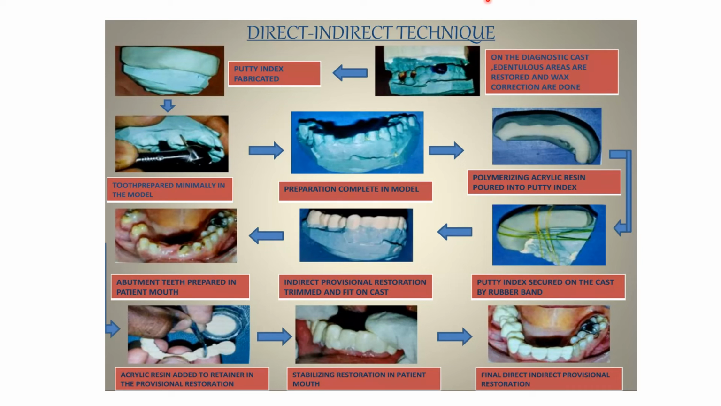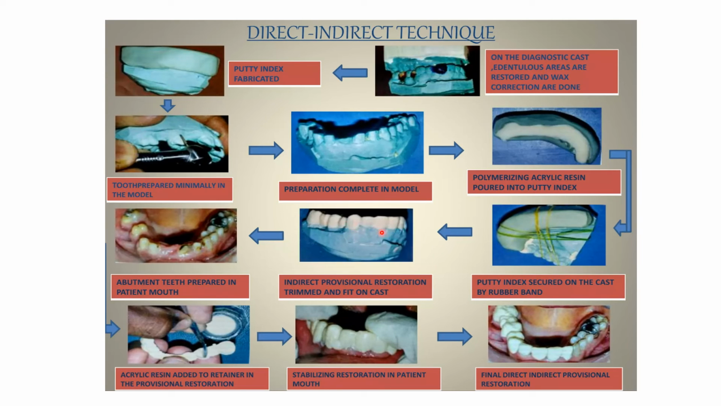So it starts from here. We have an edentulous cast and you have added wax to correct it. Now we make a putty index of the same. We can do a minimal tooth prep on the model. Preparation is complete on the model, and then when you have the putty index, you can pour the temporary. You can let it rest with the rubber band.